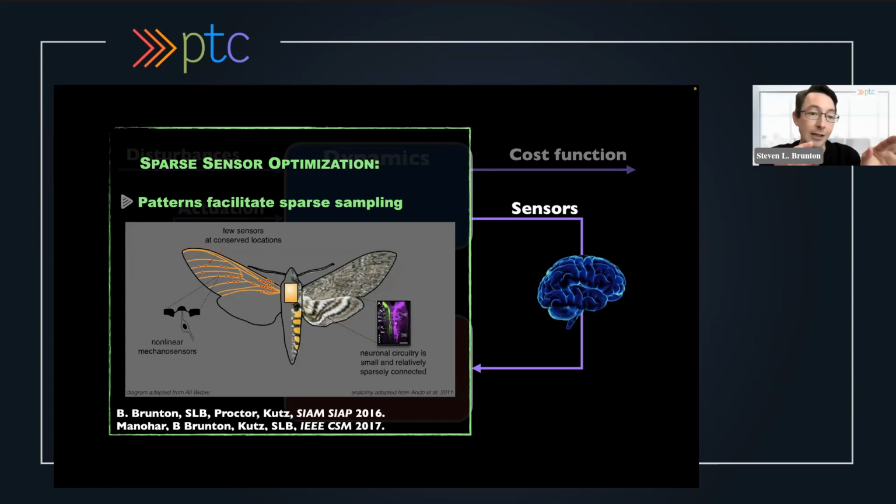And you'll notice that these red sensors, they're not everywhere. They are somehow sparse, and they are placed in strategic locations to get as much information as possible, the most useful information that informs this insect's daily life.